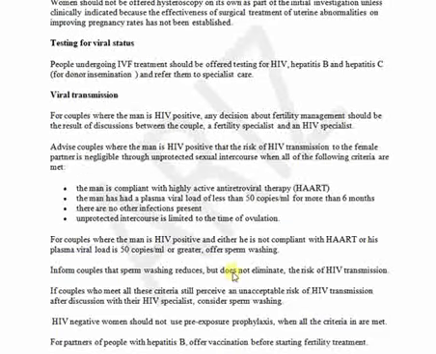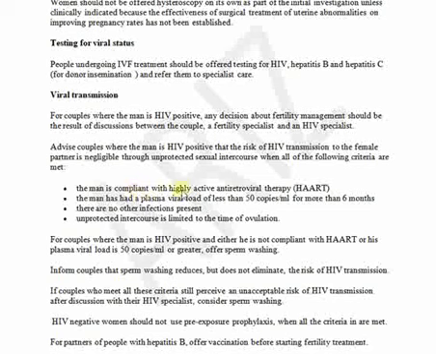Testing for viral status. People undergoing IVF treatment should be offered testing for HIV, hepatitis B and C, for donor insemination, and refer them to specialist care. Viral transmission. For couples where the man is HIV positive, any decision about fertility management should be the result of discussions between the couple, a fertility specialist, and an HIV specialist. Advise couples where the man is HIV positive that the risk of HIV transmission to the female partner is negligible through unprotected sexual intercourse when all of the following criteria are met.